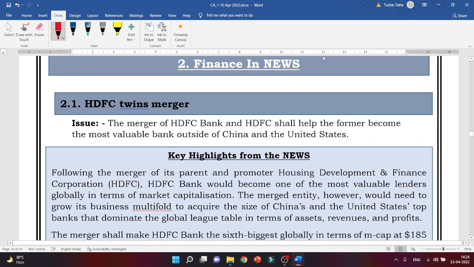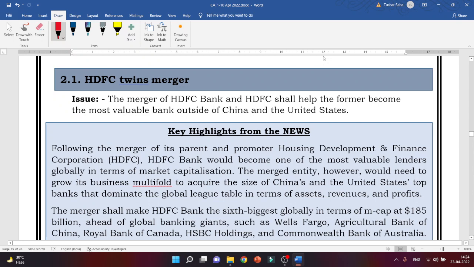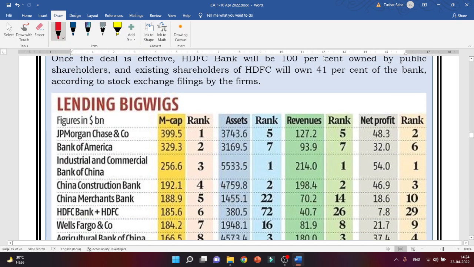This is financing news, HDFC twin merger, right? You might have come across news that HDFC, the housing finance company, is getting merged with HDFC Bank. So what is HDFC Bank? You remember, it's a domestic systemically important bank, meaning too big to fail. So HDFC is big in size. Now with the merger of the parent company with HDFC Bank, it is becoming a mammoth, right? It is becoming twice the size of ICICI Bank, right? And also this size can be compared with global banks.